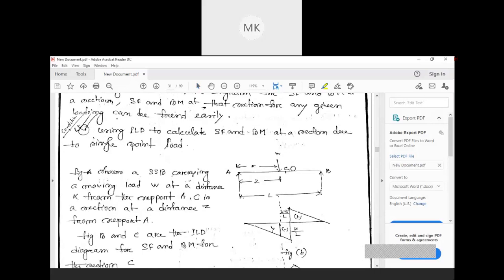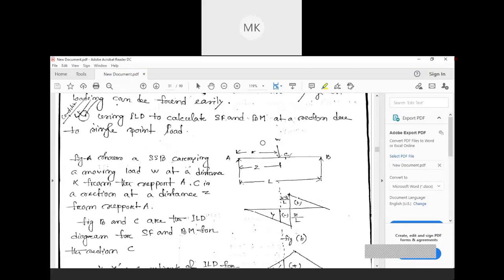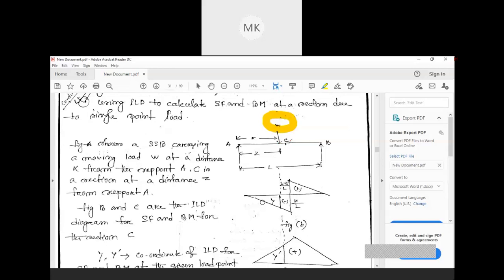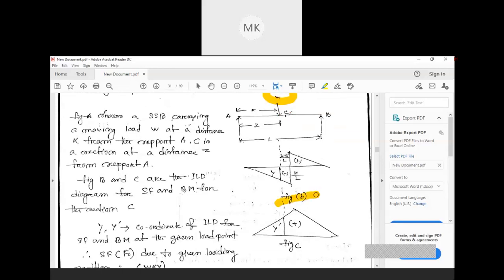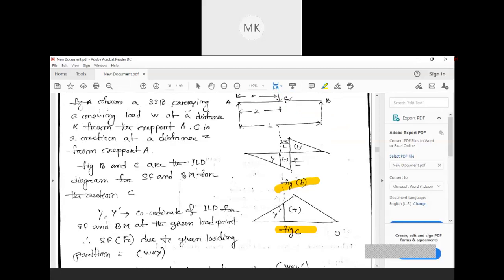So here you see we are considering a simply supported beam, carrying a moving load W at a distance x from the support A. C is a section at distance z from support A. We are considering a load W at the point C in the beam. These two figures, B and C, are the ILD diagrams for SF and BM for the section at C. We already know how to find out these values, so we are not going to find them again. We directly put the values and draw that ILD. Okay, this is for a point load.